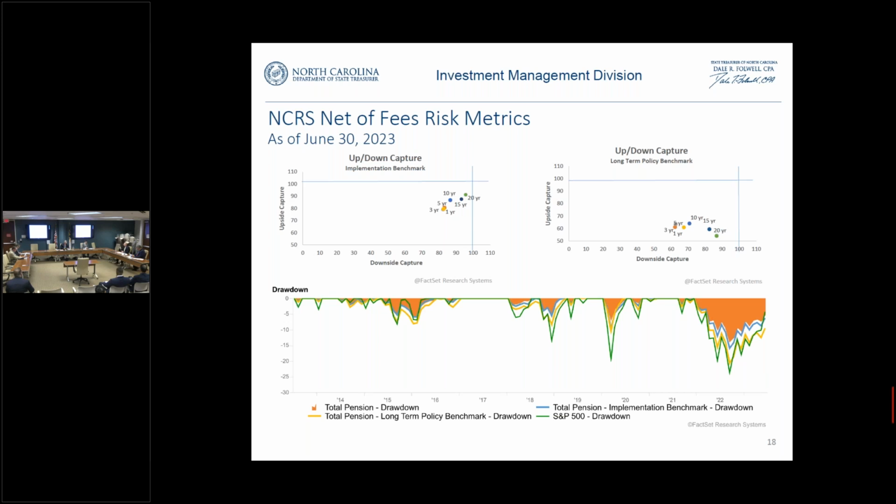The orange there being the pension plan, you can see how that portfolio performed better than all of the comparisons here, which is how we position that, and we like to see that over time.